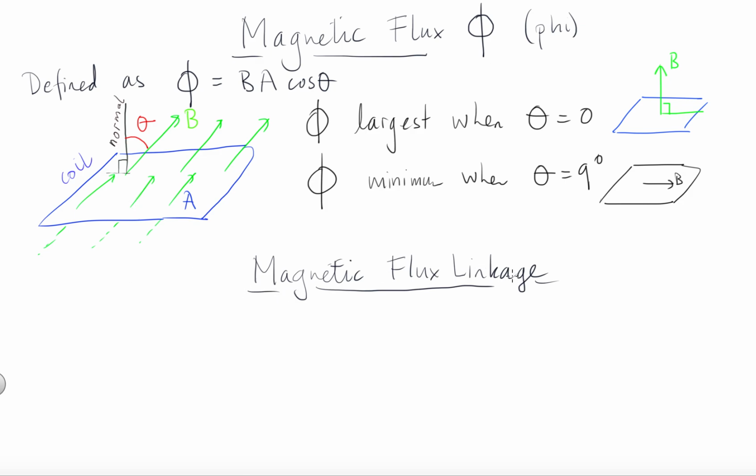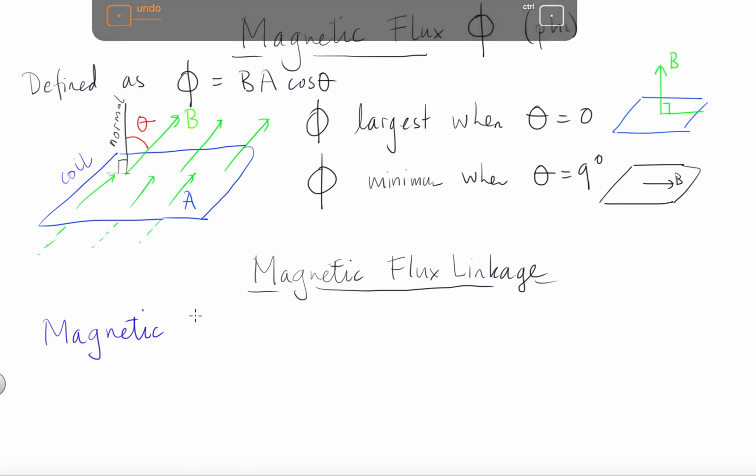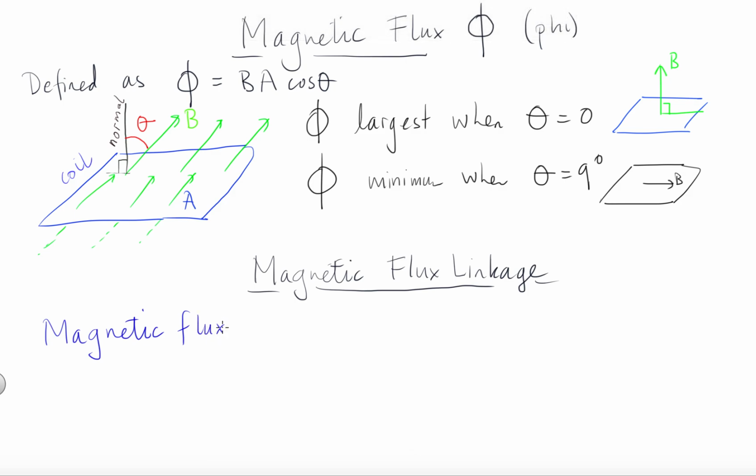So magnetic flux linkage and magnetic flux are related. Magnetic flux linkage, I don't know if there's actually a symbol for it, is equal to the number of turns of the coil times the magnetic flux phi. So it will just be N times B times A cosine theta.